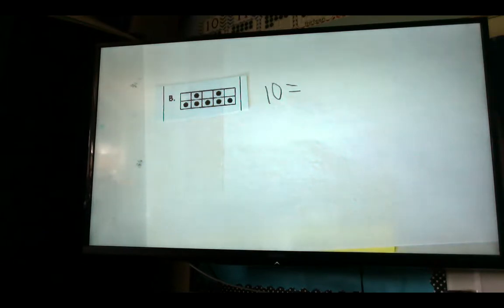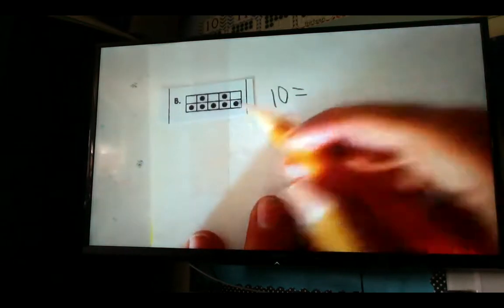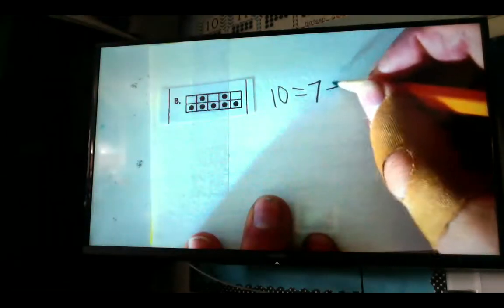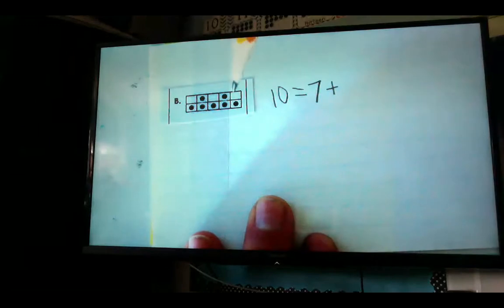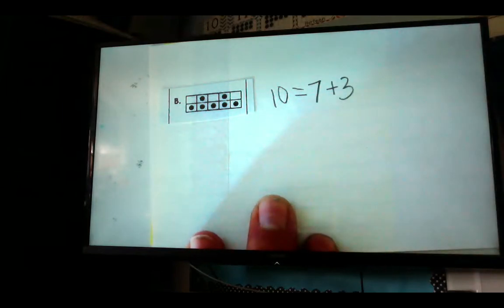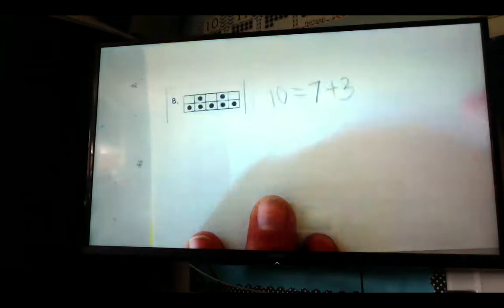Good job. We know there are 7 already here. We've already talked about that, so we know that's one of our numbers. And if we count on the 10 frame, 1, 2, 3, we need 3 more to equal 10. So that's how we write that problem. Nice job, friends. Let's move on to another 10 frame. Are you ready?